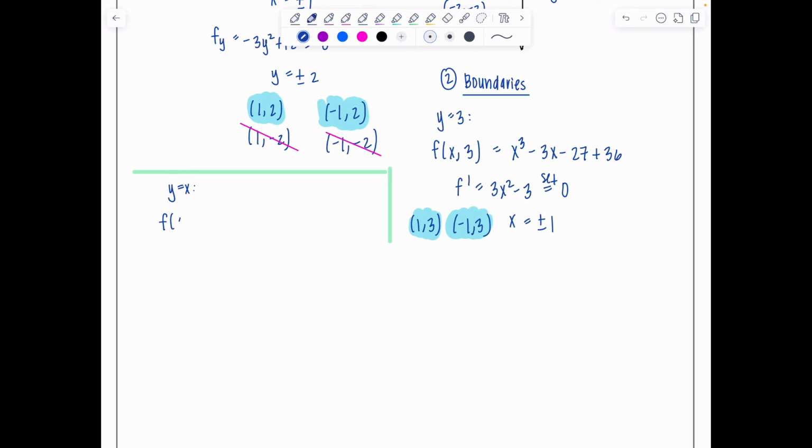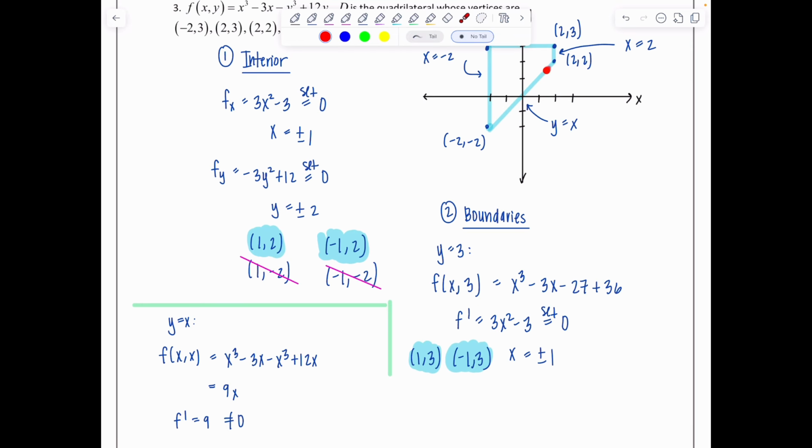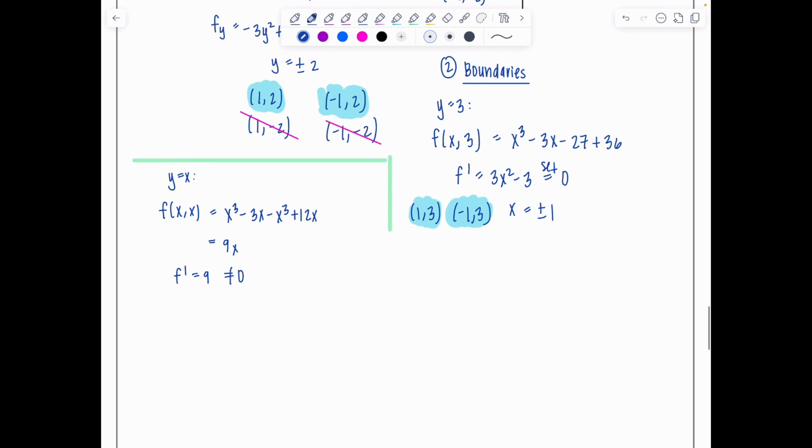Okay, let me test on y equals x. You'd have f of x. So it's x cubed minus 3x minus x cubed plus 12x, which gives me 9x. So then f prime is 9, which doesn't equal 0. Okay, what does that mean? That means there's no critical points on this boundary line. Fine with me. Less for me to test.